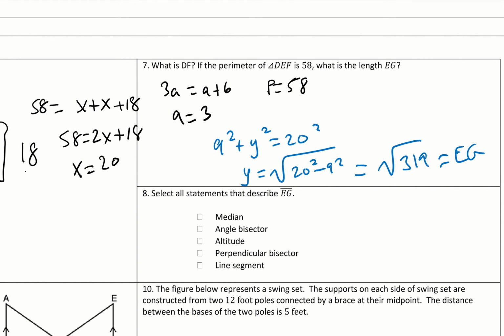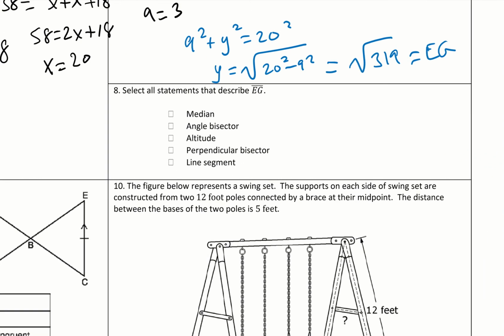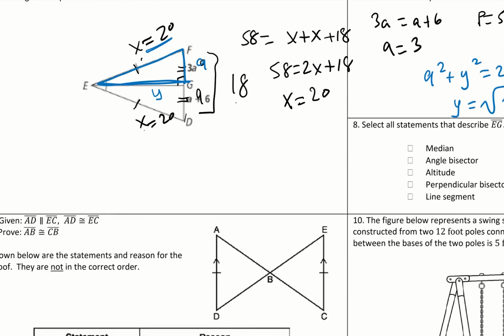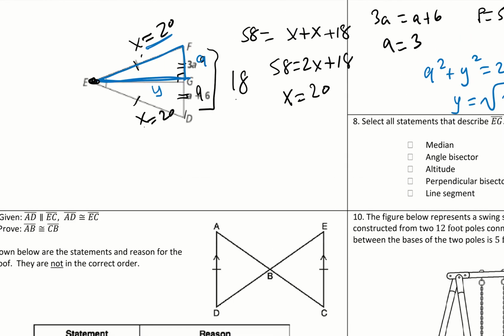Again, I'll leave it to you guys to do the math there just to save some time. Select all the statements that describe EG. So, okay, let's describe EG. EG is a median because it goes from one vertex to the other and it cuts that side in half.